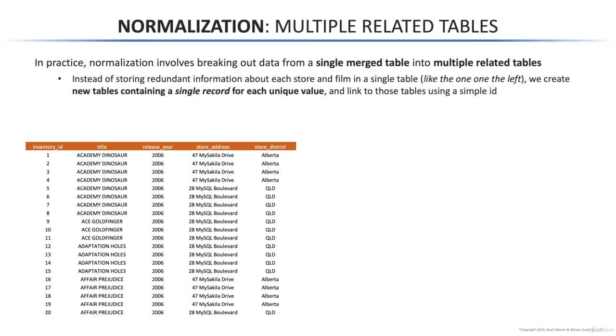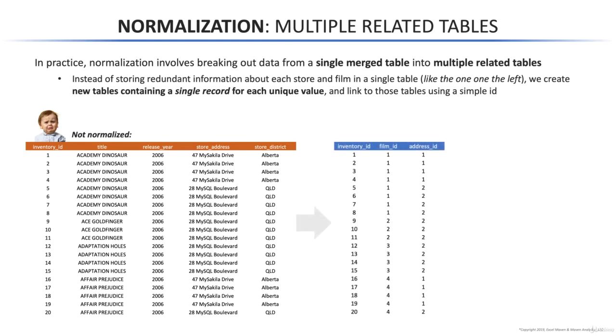In practice, normalization involves breaking out data from one single merge table into multiple tables which are related to each other. Instead of storing redundant information like we see here, which is not normalized, we create new tables which contain a single record for each unique value, and then we link to those values using an ID.